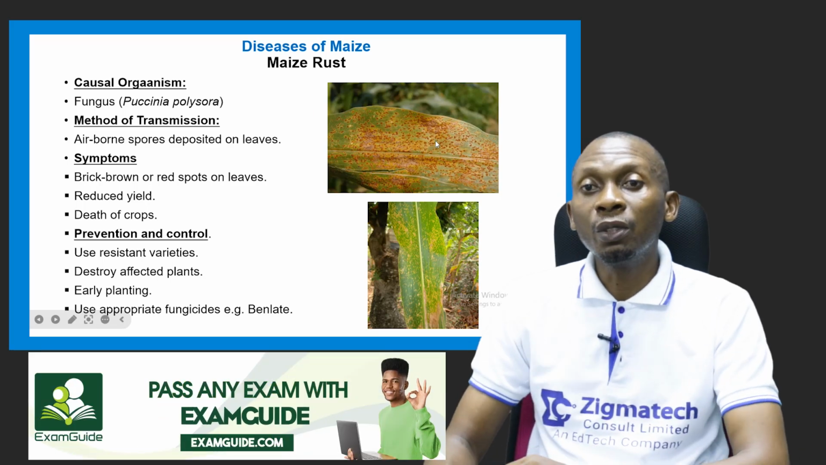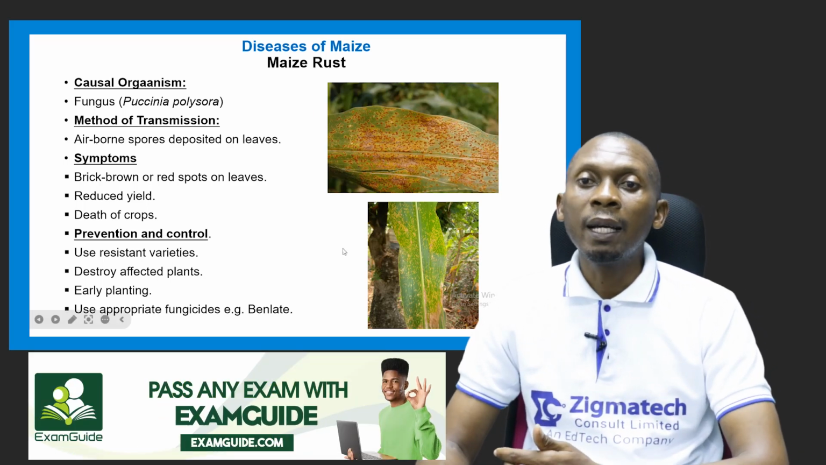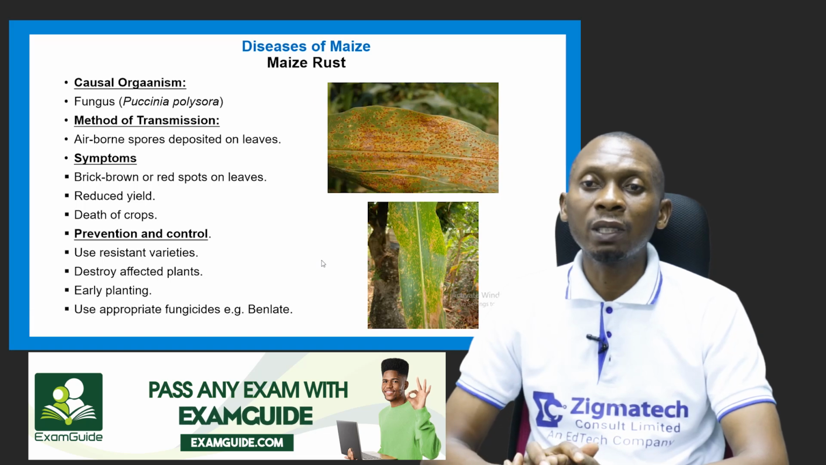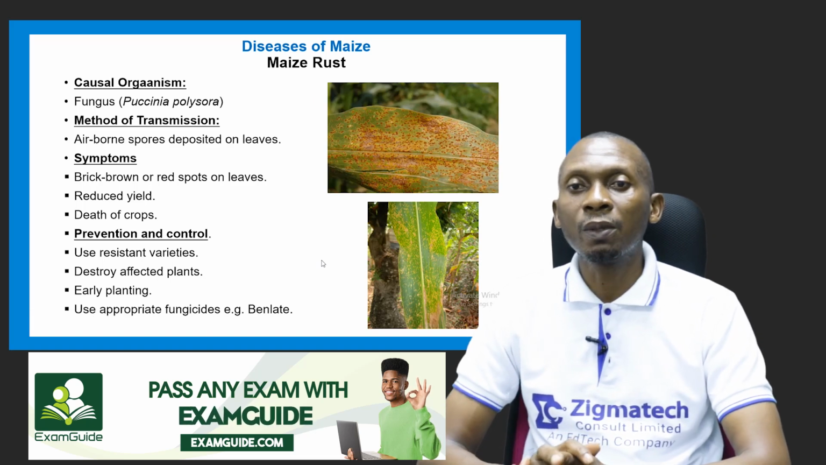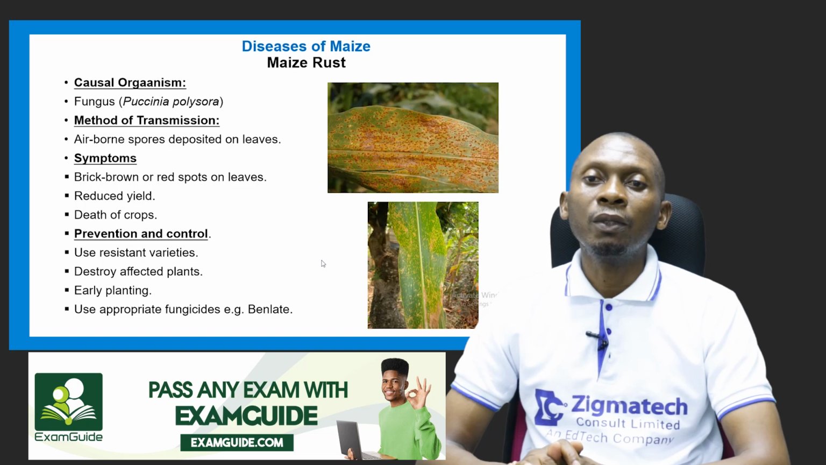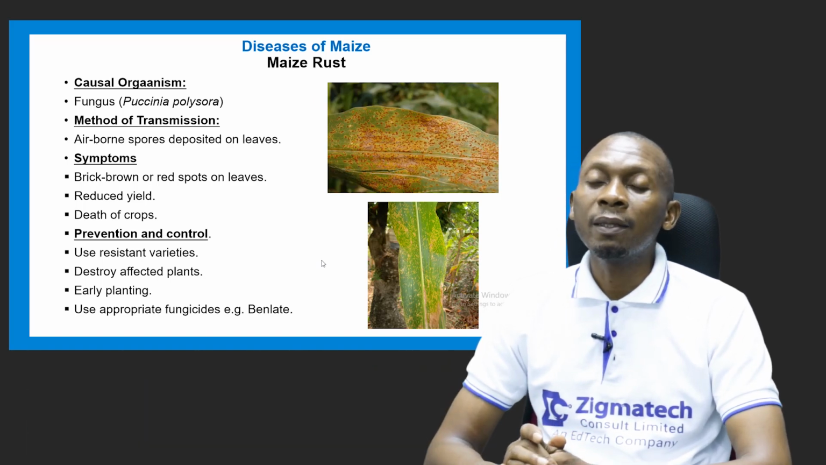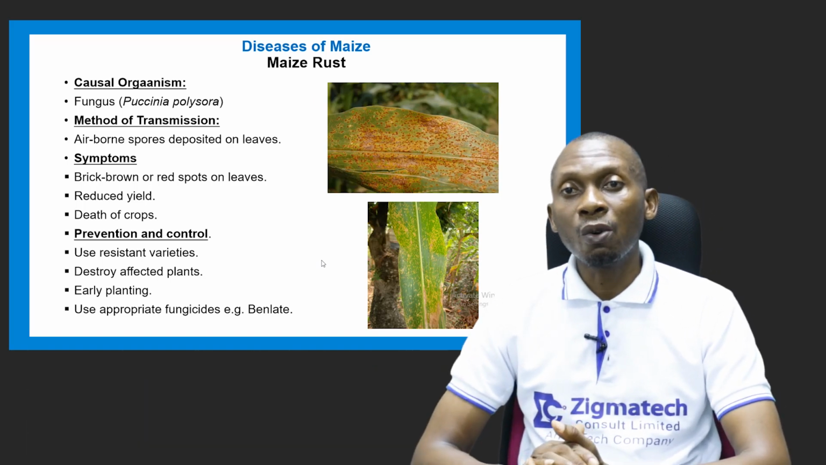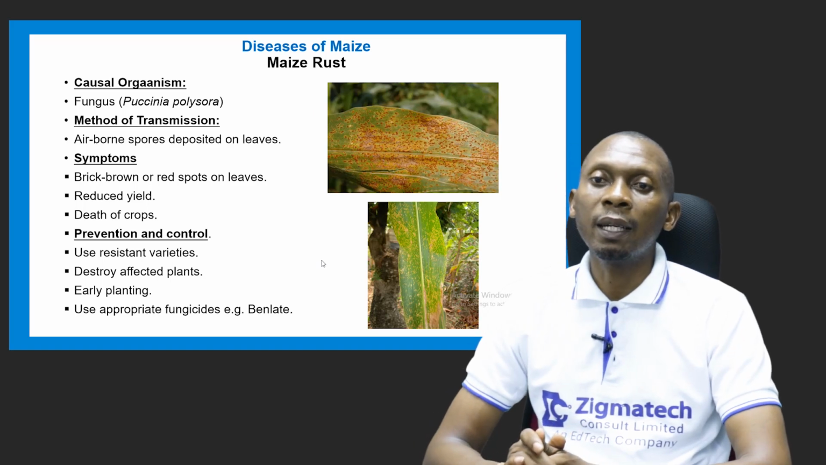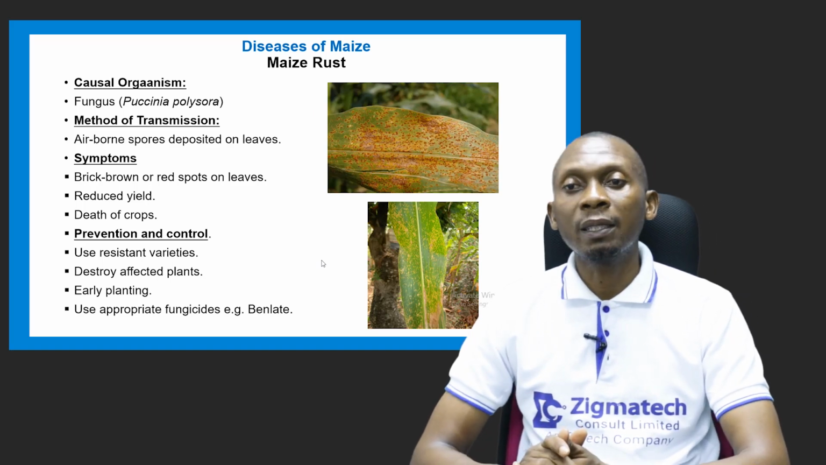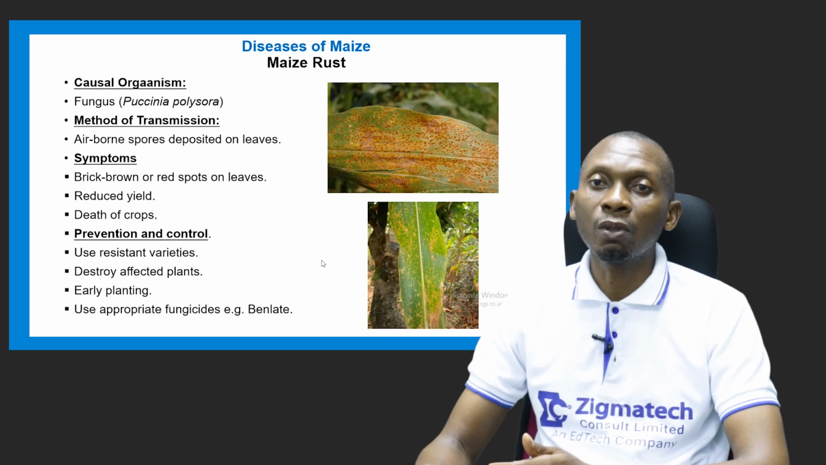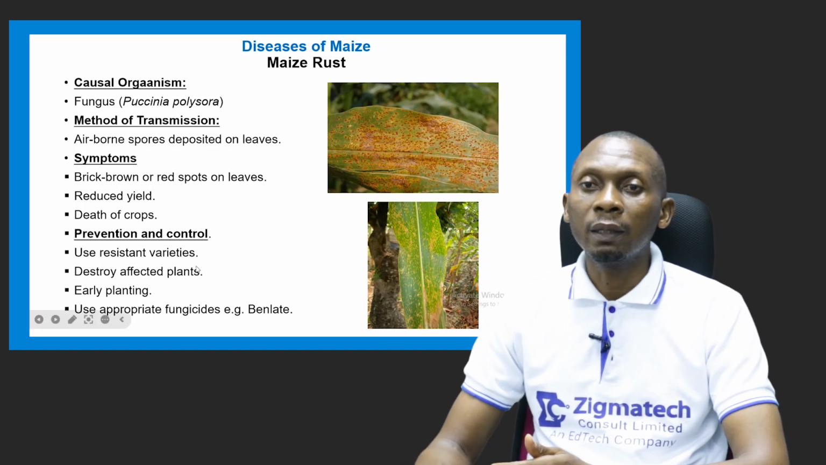There will also be reduced yield and death of crops. It can be prevented by making use of resistant varieties of maize, and you can also destroy affected plants. Early planting will also go a long way to help control this disease, and the use of appropriate fungicides, for example benlate, will also help to control it.